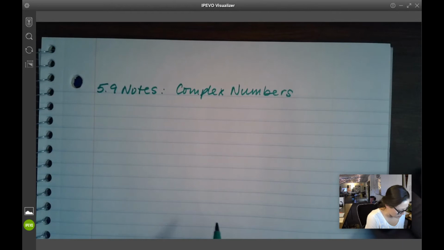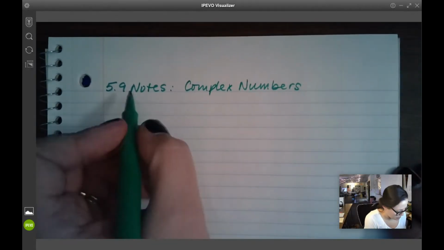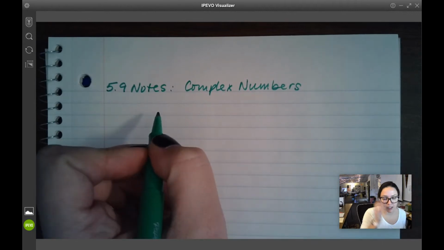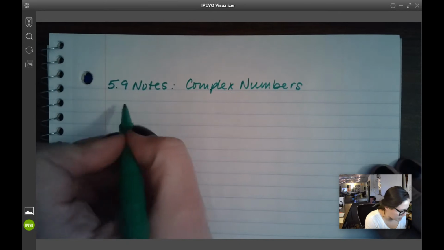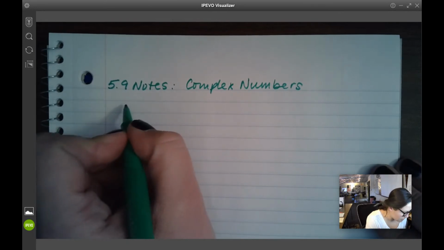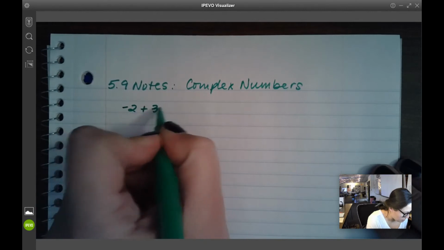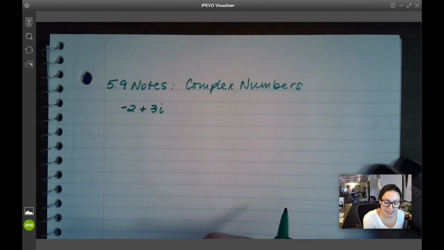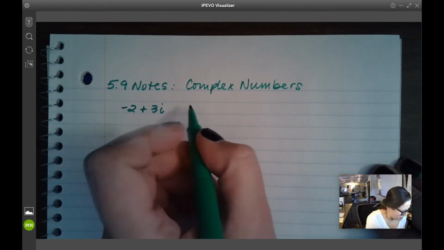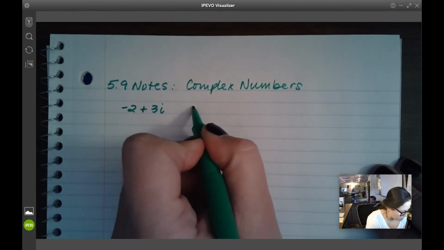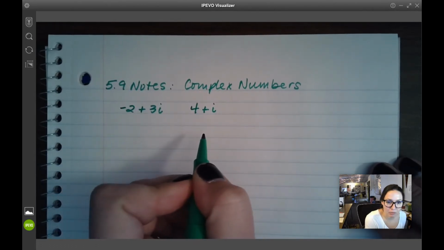All right, so we are going to talk about complex numbers, which we have already seen when we're solving quadratic equations. So for example, when we get something like -2 plus 3i, that is an example of a complex number. Or if we have 4 plus i, that is an example of a complex number.